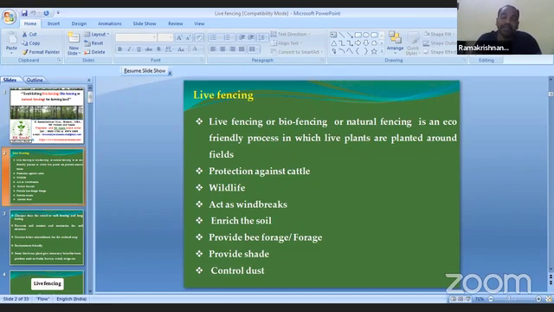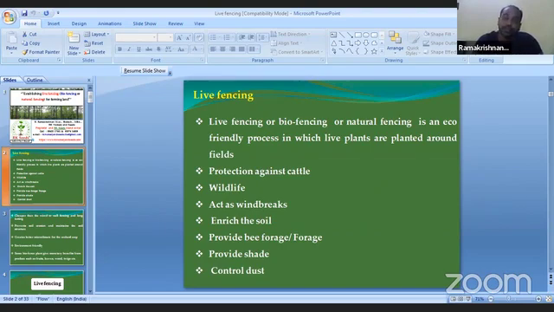Most of the plants do nitrogen fixation in the soil. So that is also one of the organic fertilizers, a biofertilizer for our soil. So automatically, the surrounding soil nutrients will be enriched. But if we go for barbed wire or chain link fencing, it is not possible.